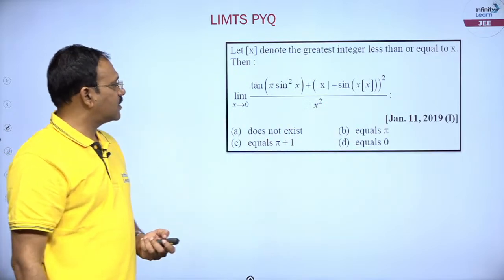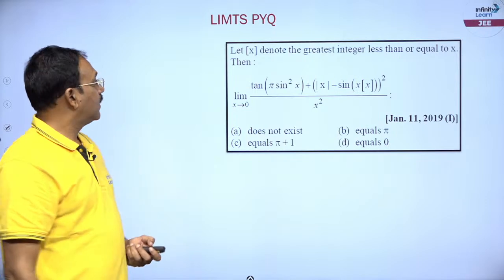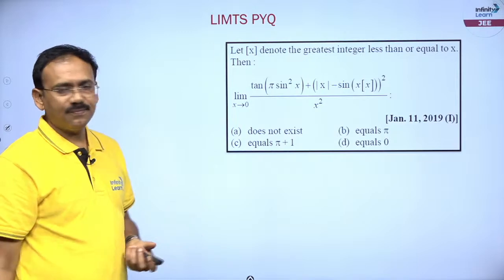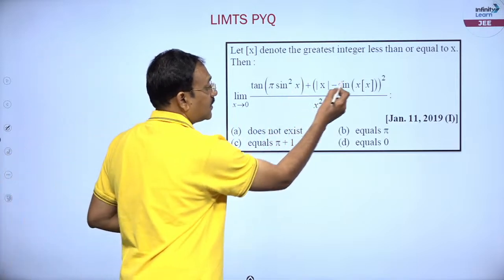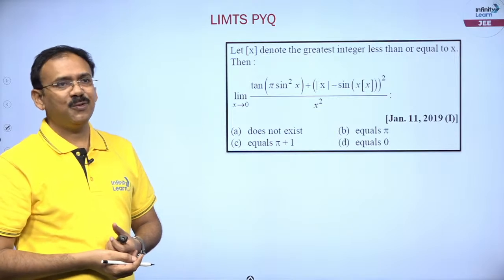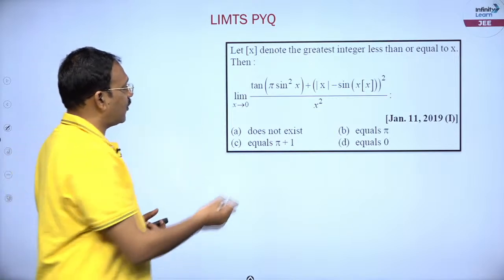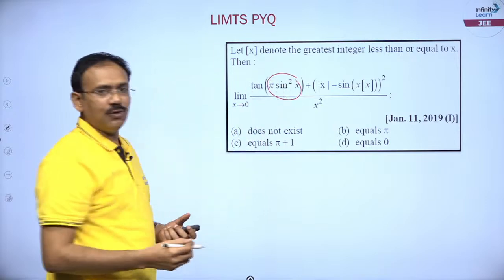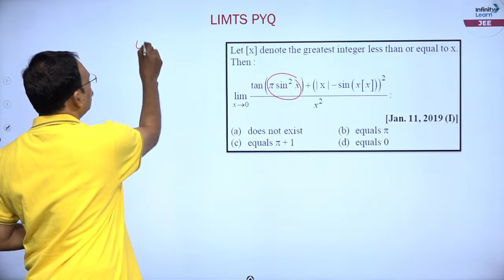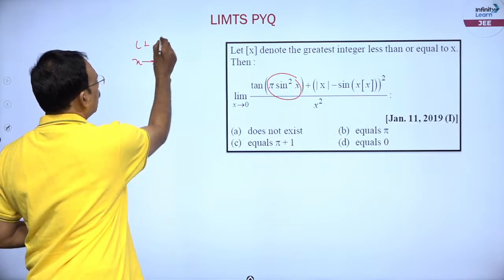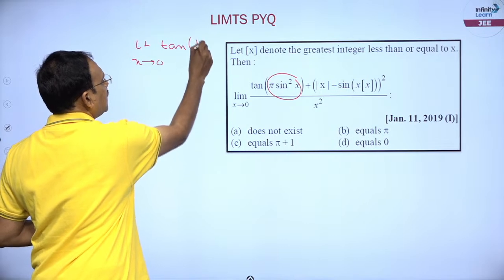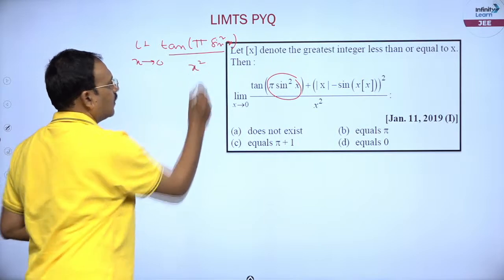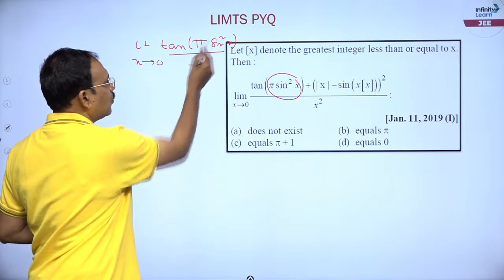The next, dear students, you see this question: let [x] denote the greatest integer less than or equal to x, and mod x and step x are there again. How to do, dear students? First of all, tan of something by x, as x tends to 0, this also goes to 0. First you split the problem into 2: limit x tends to 0, tan of pi sine square x by x square. As x tends to 0, this goes to 0.